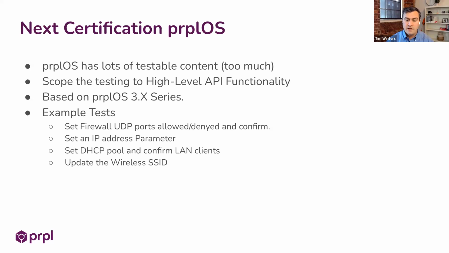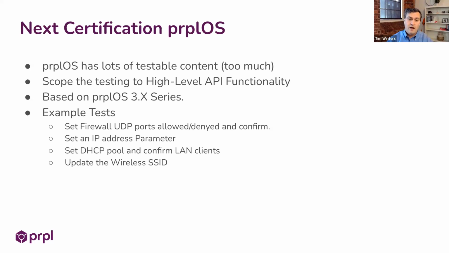We set the ports and make sure that they don't go through and they're blocked in a firewall test. Set the DHCP pool and make sure that the LAN clients are appropriate. Wireless settings, just setting the SSID, setting the encryption, setting the keys. All of these things are easy test cases that we can do.